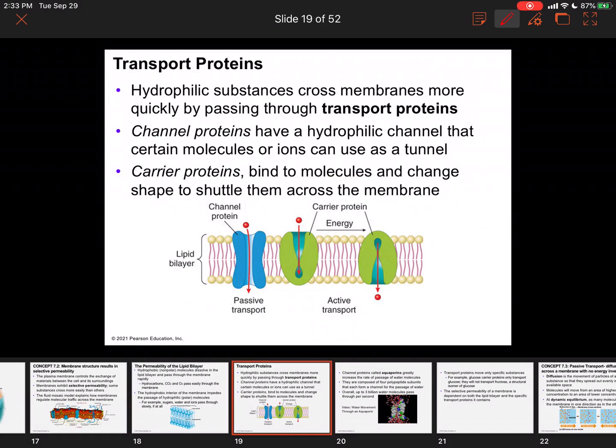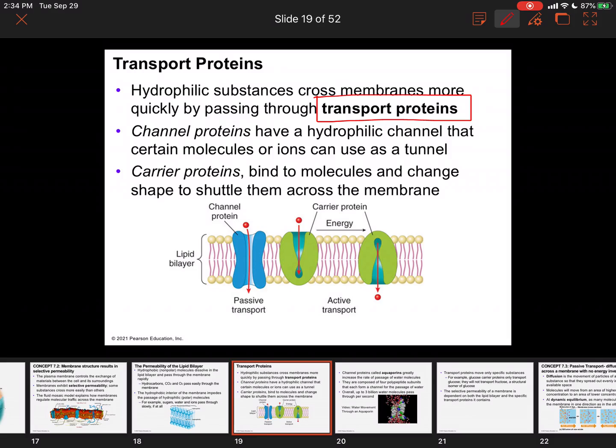All right, so I keep saying we have to have the help of some proteins to get certain things across the cell membrane. It says hydrophilic substances cross the membrane more quickly, and they're going to pass through transport proteins in order to do that. So if you're hydrophilic, you cannot dissolve into the membrane, and we're going to have some help to get across.